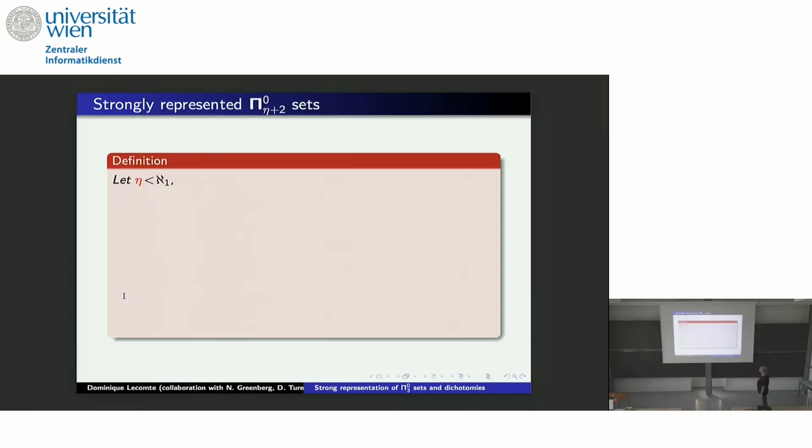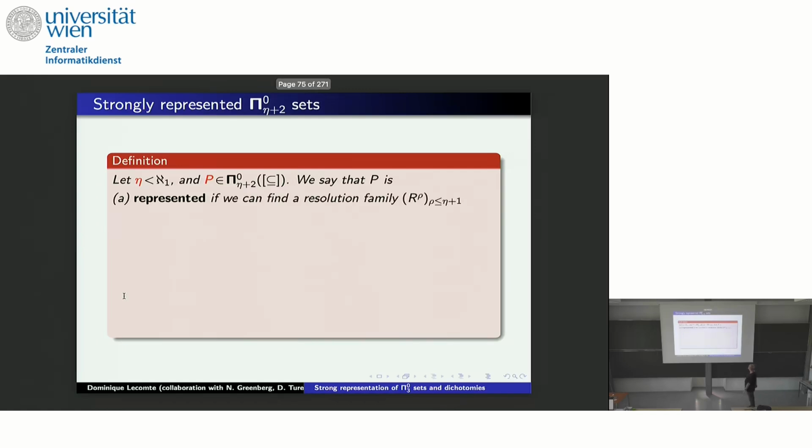Okay, so now I come to strong representation. Because in fact, we have a clue, but it's more than representation. It's strong representation. So take, again, a countable ordinal. And this time, P is not pi0 eta plus 1, it's pi0 eta plus 2 for some reason. And I will say that P is represented, as you can guess, if we can find a resolution family exactly as before.